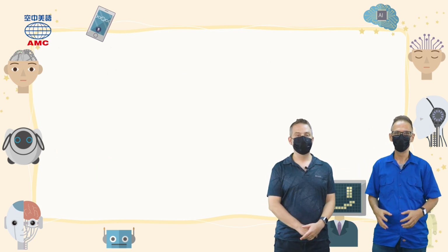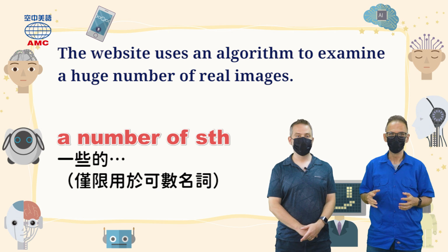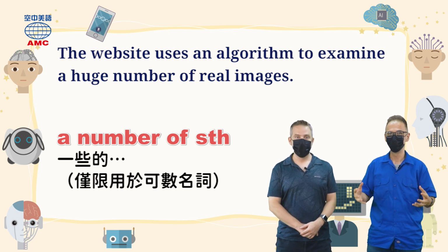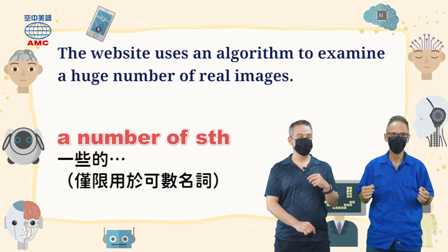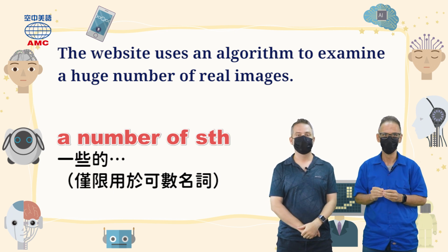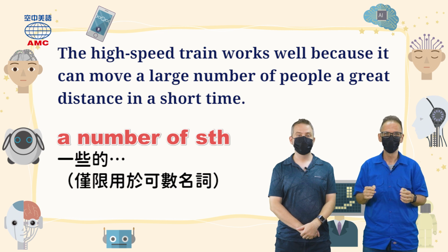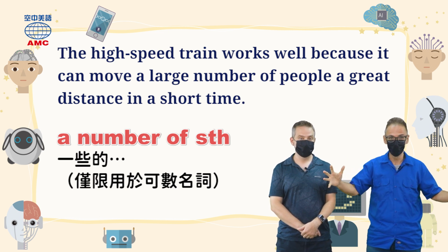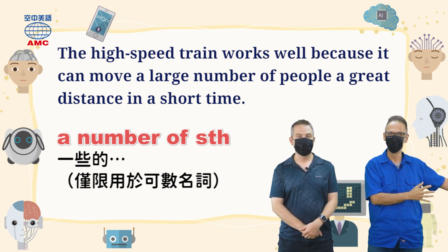That's right. Now, a number of something refers to an amount more than one or two. You can also use size adjectives with it. For example, a huge number of apples would mean a lot of apples. Or a small number of peanuts would mean just a few peanuts. Here's an example sentence. The high-speed train works well because it can move a large number of people a great distance in a short time.